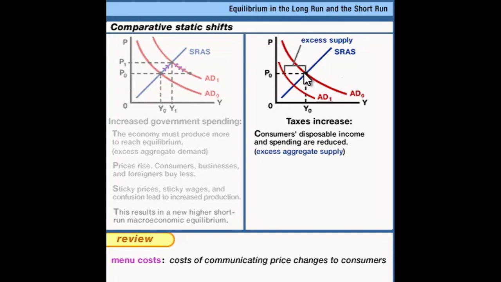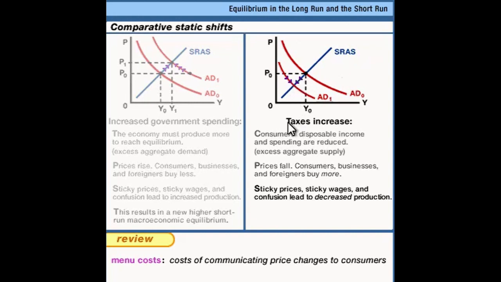And as the price level falls, consumers' real wealth increases, the demand for money decreases, and with it the interest rate, so that business spending increases, and foreigners buy more as well. However, as the price level falls, businesses sense that they don't have such good profit opportunities. Remember, wages are sticky. Some prices are sticky, and there's confusion. So the falling prices lead businesses to produce less output than before. The new equilibrium then occurs at a lower level of real gross domestic product and a lower price level.